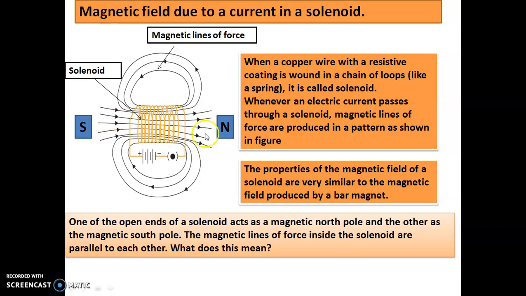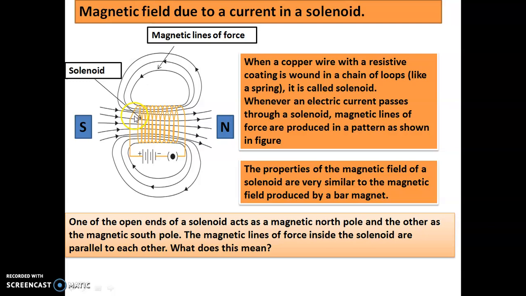South and north pole of a magnet. The properties of the magnetic field of a solenoid are very similar to the magnetic field produced by a bar magnet. One open end of the solenoid acts as a magnetic north pole and the other acts as a magnetic south pole. The magnetic lines of force inside the solenoid are parallel to each other.